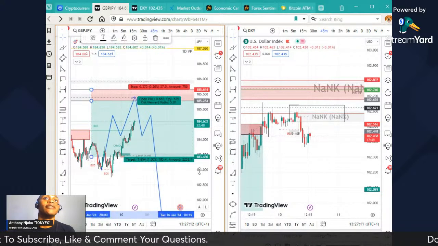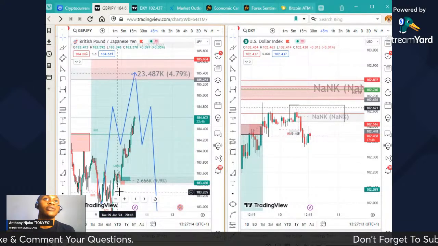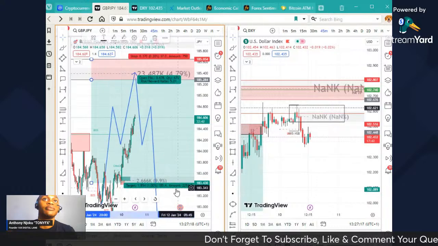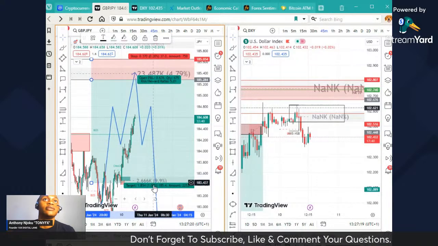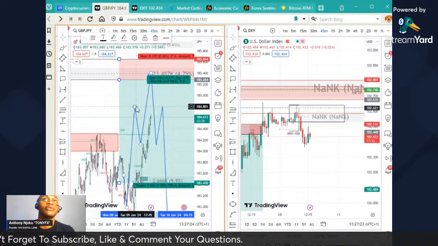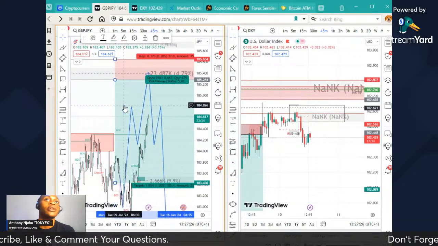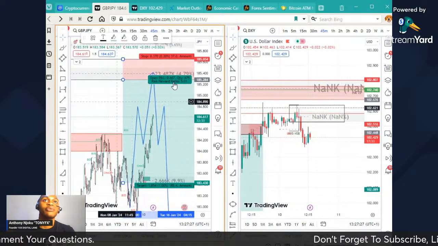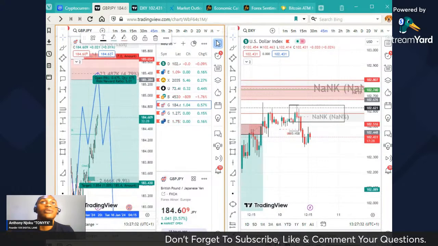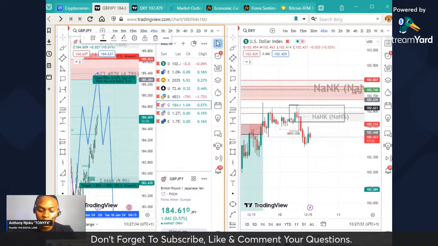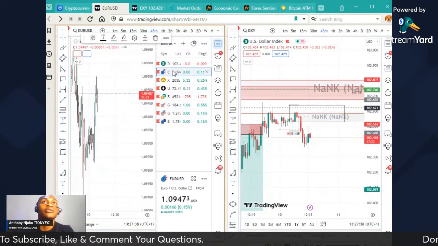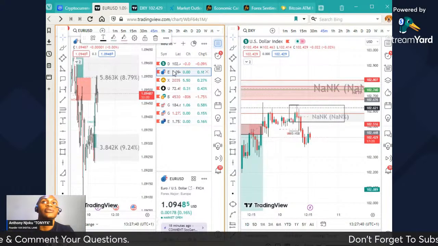It's a 185 pip move. So when the market comes there and sweeps that order block, then we're in here, we're out here. 1 is to 5 trade move. Okay, so that's what I see mainly for GBPJPY. We still need to wait. So with that said, let me see what Euro is doing.